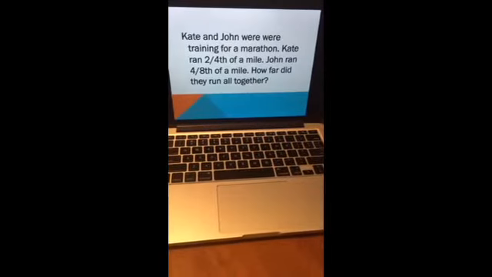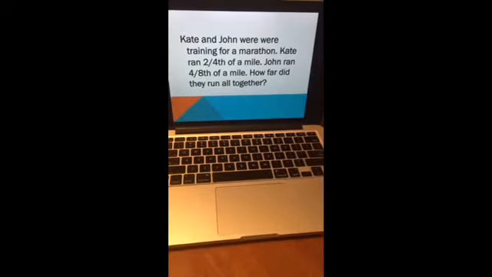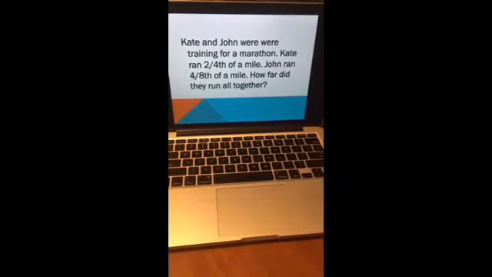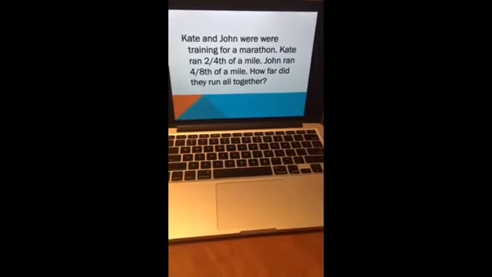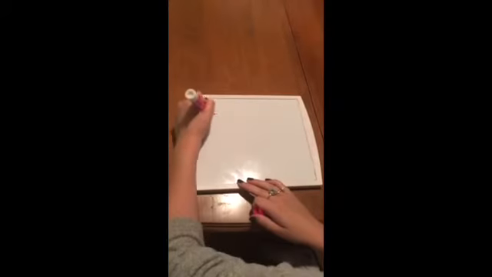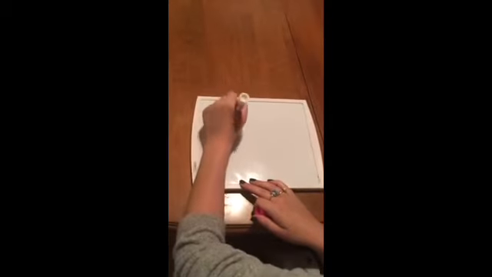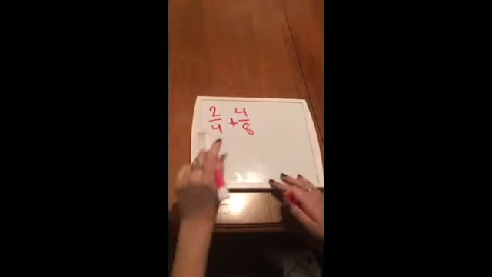So now we're going to talk about the linear model, and we're still going to use our same numbers, but just a little bit of a different problem that deals with length. So this problem says Kate and John were training for a marathon. Kate ran 2/4 of a mile. John ran 4/8 of a mile. How far did they all run together? So we have our 2/4 that Kate ran plus our 4/8 that John ran.